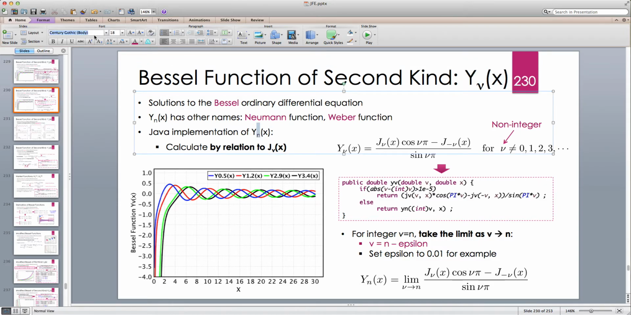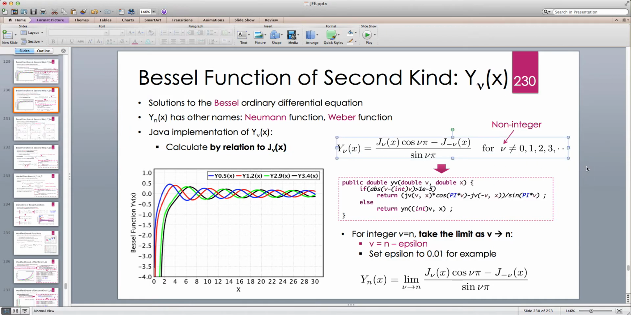So what we are going to do is calculate Y nu based on the function J nu, all right? And that's another reason that we spent a lot of time developing a good implementation for J nu. It turns out Y nu has a general definition based on J nu and, not surprisingly, J minus nu, right? So Y nu is J nu cosine of nu pi minus J minus nu, divided by sine nu pi.